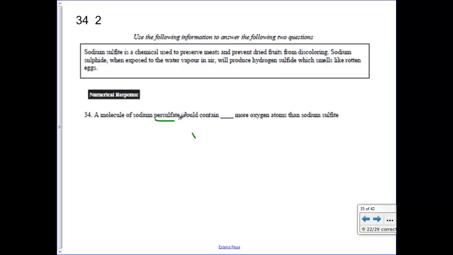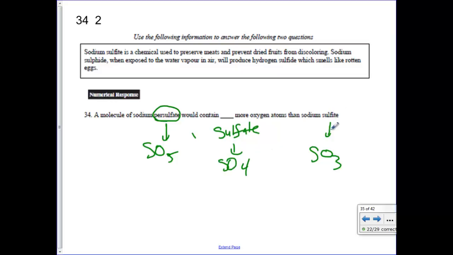Okay, this one caught a lot of people. Persulfate would be like an SO5, whereas a sulfite would be an SO3. Makes sense? Persulfate is SO5. Regular sulfate would be SO4, and then sulfite would be SO3. So there are 2 more oxygen atoms from one to the other. Does that make sense? Per, regular, ite, and then hypo.